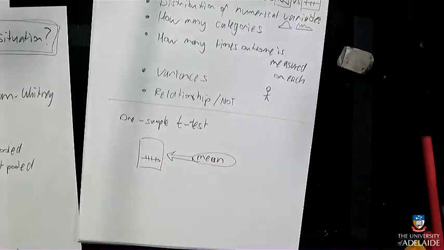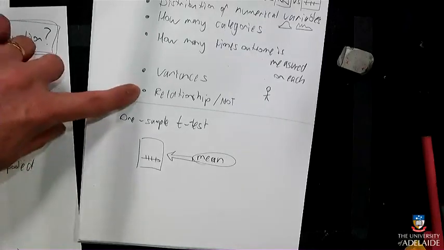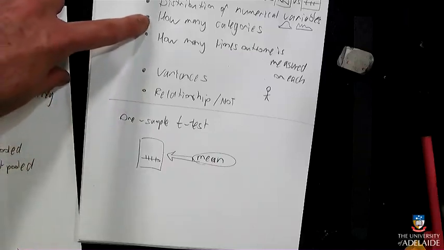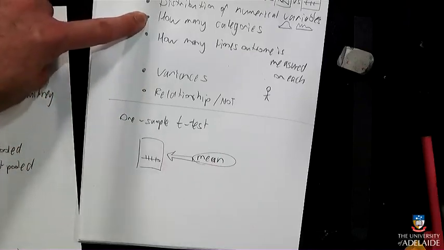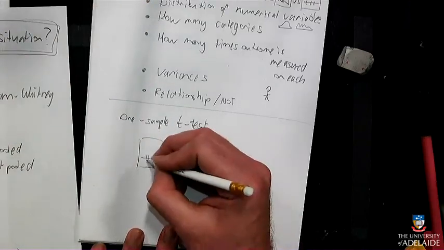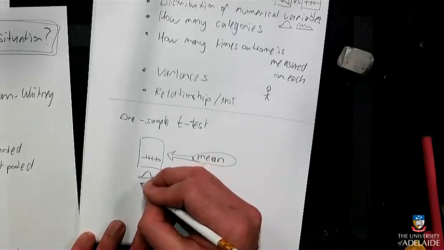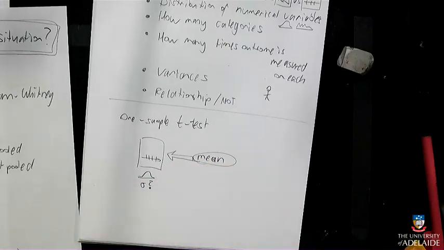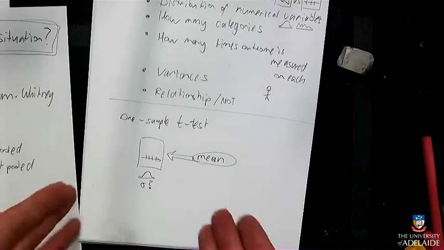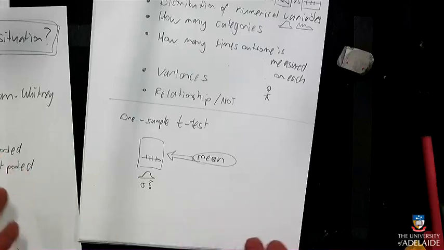Most of the rest of the information is irrelevant for this story. Okay, it's not about relationships. There aren't any categories involved anyway. Yes, actually, just a second. This is supposed to be normally distributed, right, in order to do the t-test. And for variances, well, you're supposed to not know what the variance is if you're doing a t-test. I don't know what the sigma is. That's all the information about the one sample t-test.